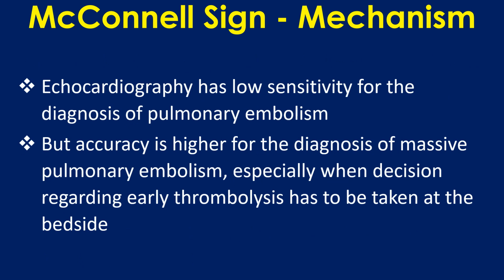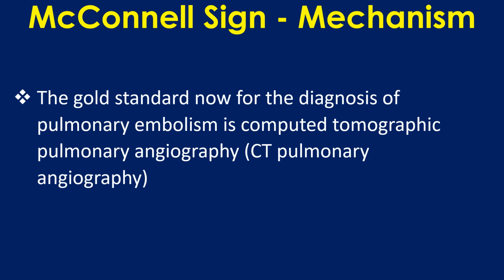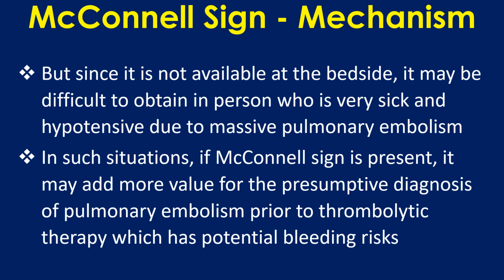Echocardiography has low sensitivity for the diagnosis of pulmonary embolism, but accuracy is higher for the diagnosis of massive pulmonary embolism, especially when decision regarding early thrombolysis has to be taken at the bedside. The gold standard now for diagnosis of pulmonary embolism is computed tomographic pulmonary angiography. But since it is not available at the bedside, it may be difficult to obtain in a person who is very sick and hypotensive due to massive pulmonary embolism. In such situations, if McConnell sign is present, it may add more value for the presumptive diagnosis of pulmonary embolism prior to thrombolytic therapy, which has a potential bleeding risk.